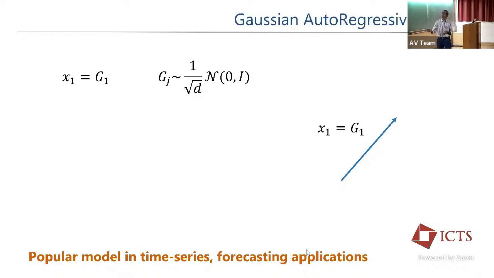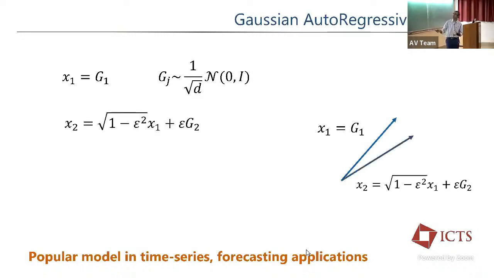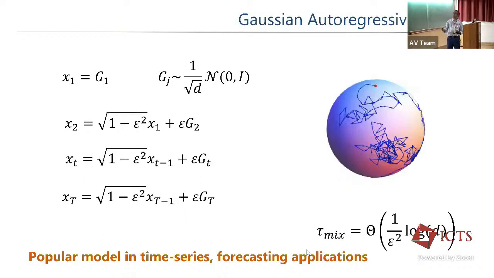Suppose you start with some point x1, which is sampled from, say, some Gaussian. Then point x2 is given by a combination of x1 plus an IID Gaussian vector g2. And similarly, xt will be given by a combination of xt minus 1 plus some IID Gaussian vector g_t. Right? And this epsilon dictates what your mixing time is.